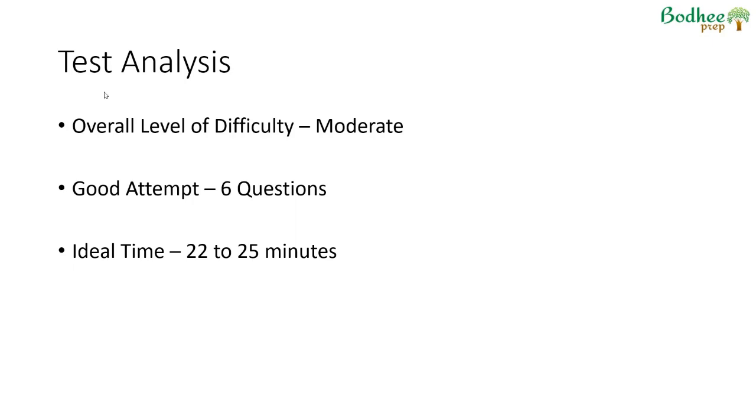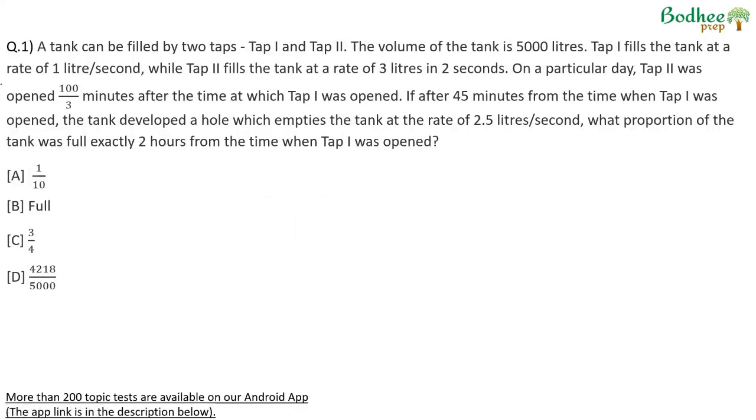If we have a look at the questions: a tank can be filled by two taps, tap 1 and tap 2. The volume of the tank is 5,000 liters. Tap 1 fills the tank at 1 liter per second, while tap 2 fills the tank at a rate of 3 liters in 2 seconds. So, dividing, 3 by 2, that is 1.5 liters per second.